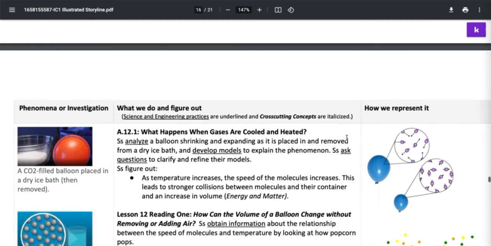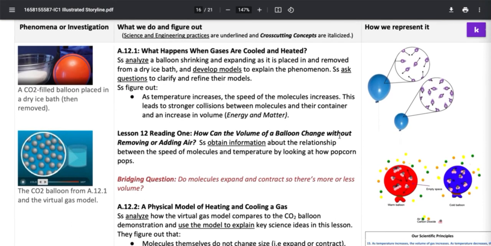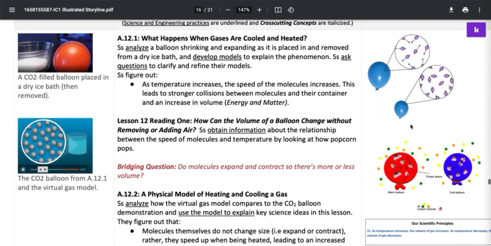So then we get into heating and cooling of substances, and so you put a balloon on top of a flask, and you put it in hot water versus cold water. If you put it in cold water, the balloon will suck into the flask. When you put it in hot water, it expands and it gets big.